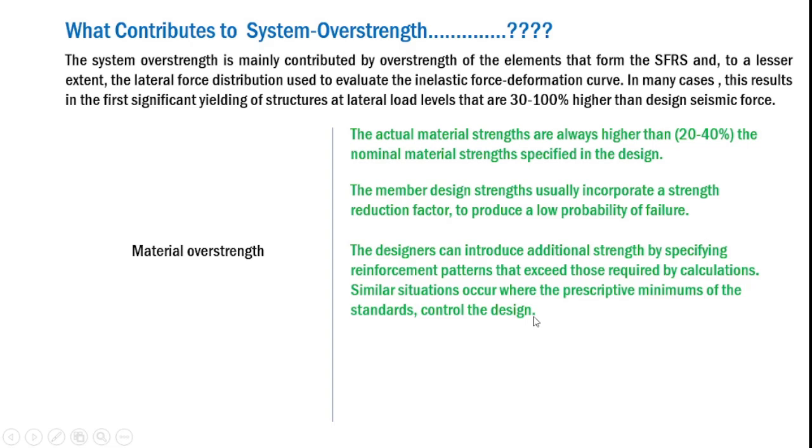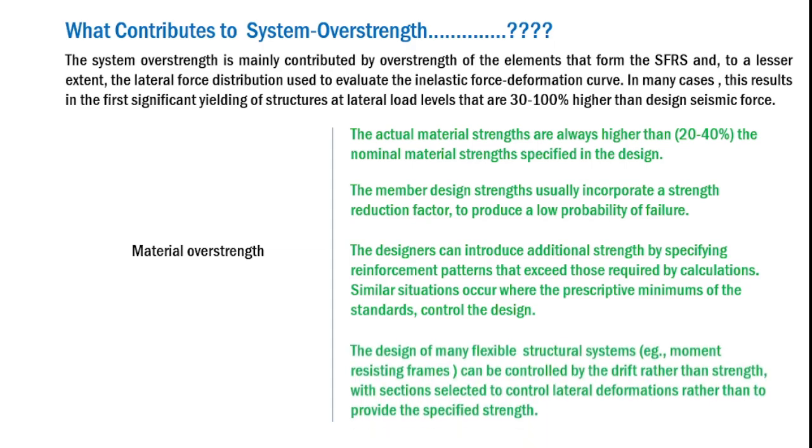And then there are many situations during our designs where the prescriptive minimums of the standard control the design. For example, maybe we have designed a beam and we ended up with a reinforcement which is much lower than the minimum prescribed by the standard. In such cases, we provide a reinforcement which is equal to the minimum, and this minimum is much higher than that required by the structural calculations. And this again is another scenario which contributes to the material overstrength.